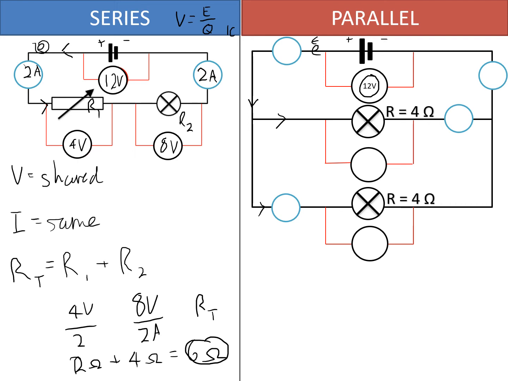So each electron will go this way, or it will go this way, and it will still be carrying 12 joules per coulomb. So the voltage in a parallel circuit is shared between the branches of the parallel circuit. So we've still got 12 volts being carried by that electron or unit charge, and 12 volts carried by this unit of charge. So if we know the resistance of the bulb, we can work out the current at the different points. So the voltage is the same in each branch of the parallel circuit.